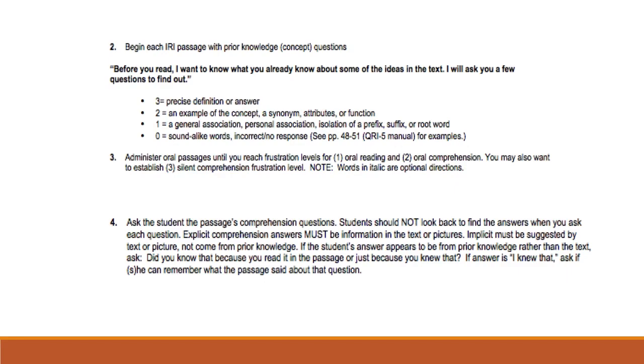Students should not look back at the passage for the answers. This is kind of a memory thing. And you want to make sure that they are answering the questions based on the text, not based on their background knowledge. So explicit comprehension questions have to be based on the text or the picture. And implicit questions, you want to make sure that they use the text to make those inferences. If you have a feeling that they already knew that, you could probe and then say, can you tell me where in the text that helped you?